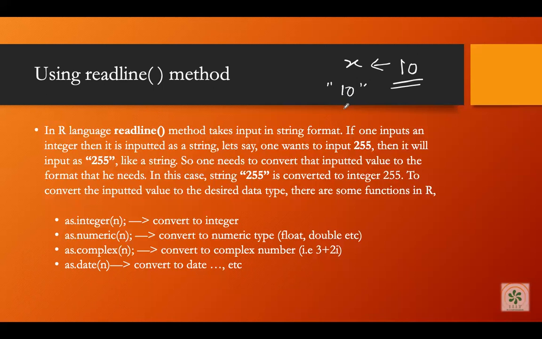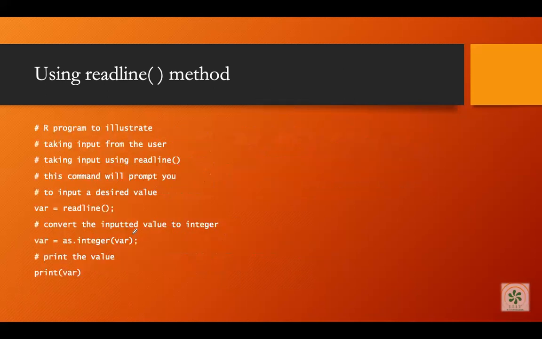Now for that, we have seen how we can convert a string or any sort of character to a particular data type, right? So that we already know. These are the things that we use: as.integer, as.numeric, as.complex, as.Date. So if you want integer data, we have to take that particular n and convert it into integer. In that way, we'll take the data from the user using the readline method.